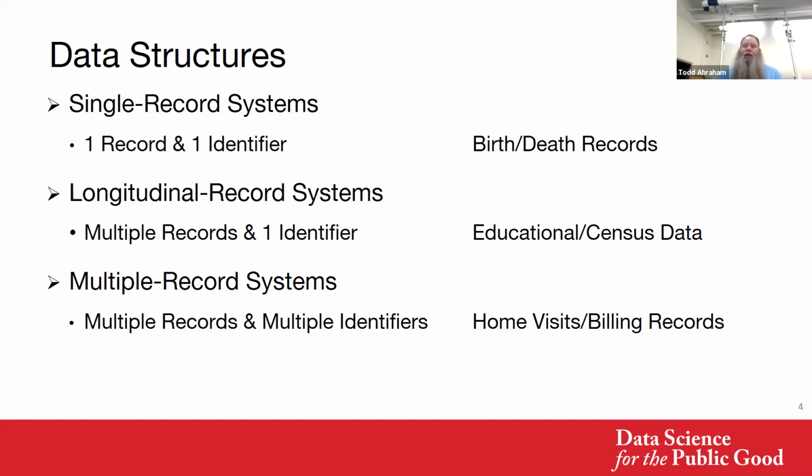But generally, even if it's a system where they're keeping records on visitations, so medical records, you typically would have one identifier in that system, but you might come in 2 days in a row, producing multiple records for you. The third system is a multiple record system where there are multiple rows or records for an individual, but that individual also has multiple identifiers.